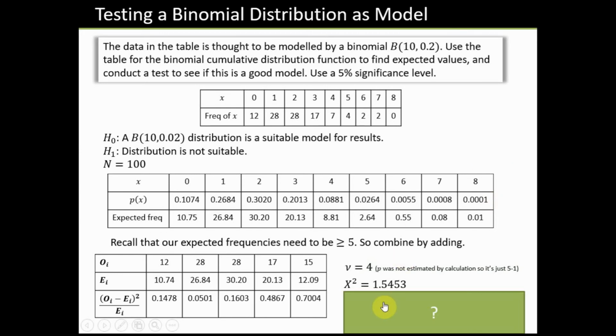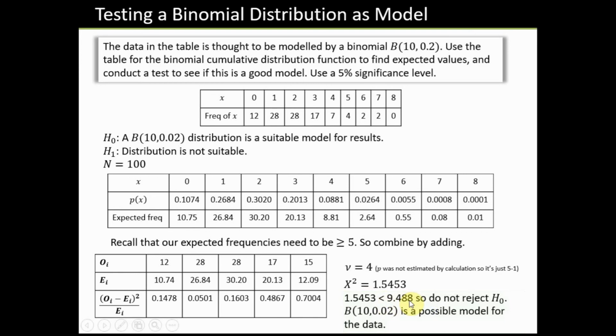We can then go to our chi-squared table to get our critical value, which comes out to be 9.488, and so we can clearly see here that our test statistic is lower than that. It hasn't fallen in the critical region, so we do not reject H0. So we can say in the context of the question that this binomial distribution is a possible model for the data. Okay, so quite a lot of work there, but really you've just got to follow the steps, and you should get there.